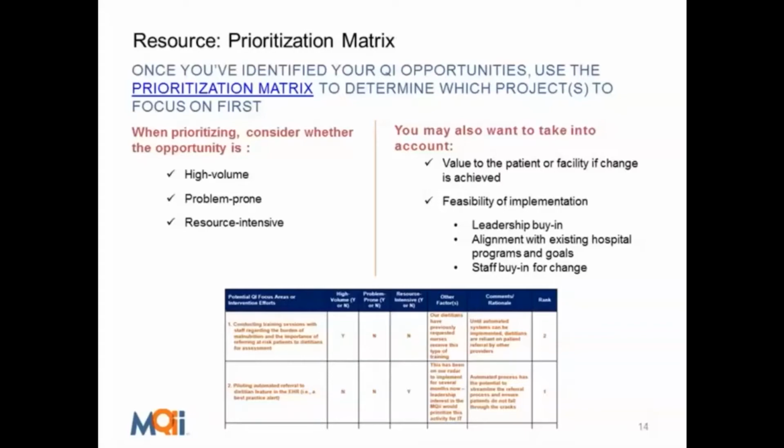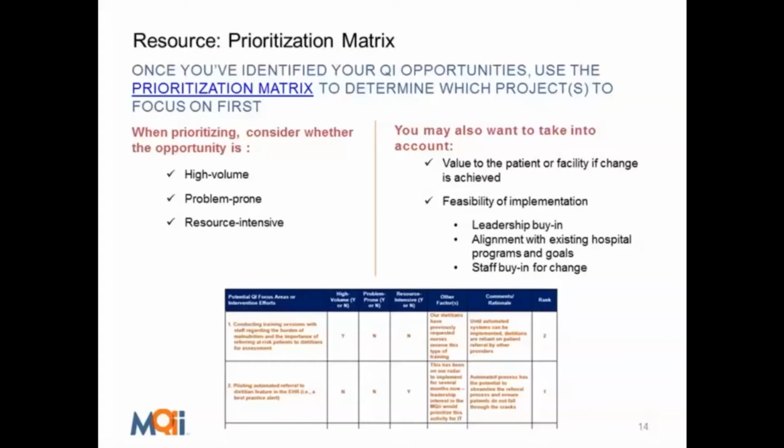What the prioritization matrix will do is allow you to think about the opportunities across each of those areas and consider whether each opportunity is high volume, is problem prone, and will require a lot of resources or minimal resources in order to address it. That will help you think about which areas you may want to focus on and which you can do so with the greatest ease or that will require the least amount of resources.